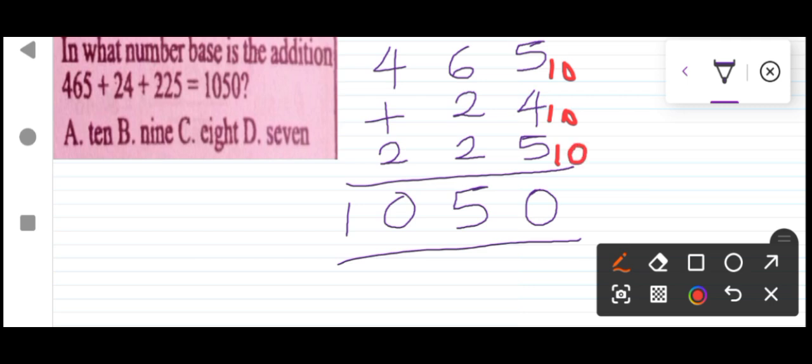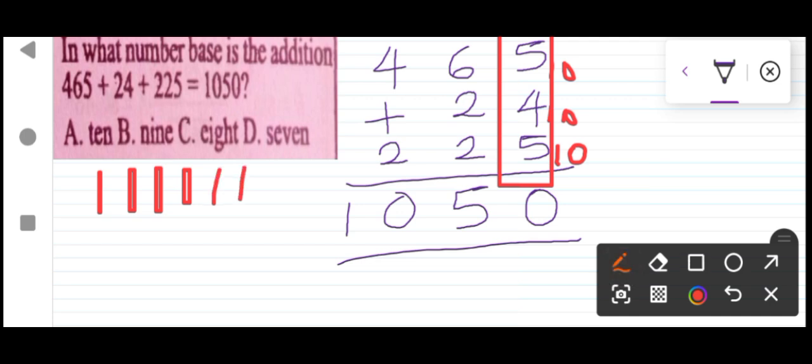So the next thing you want to do is add these values together. So 5 plus 4 is 9, then plus 5 is 14. So let's count 14. 1, 2, 3, 4, 5, 6, 7, 8, 9, 10, 11, 12, 13, 14.